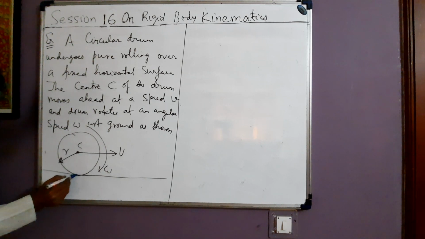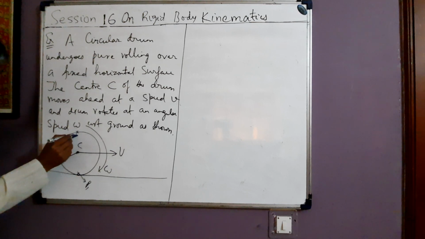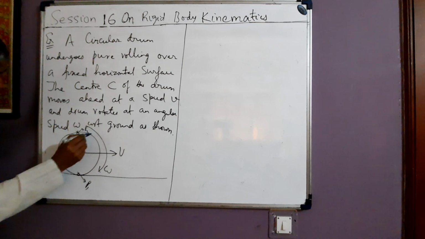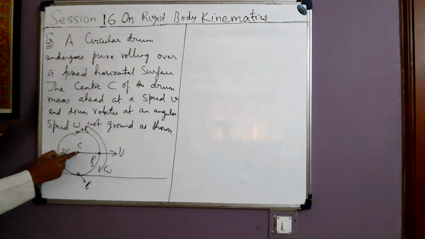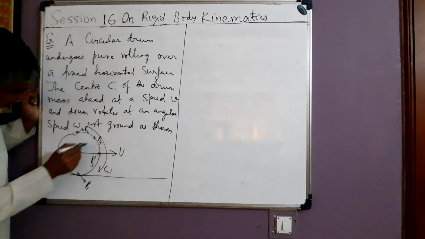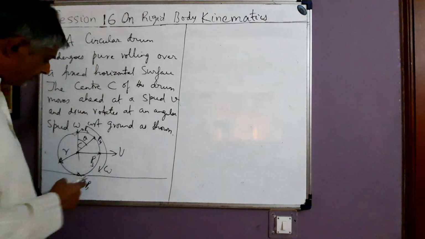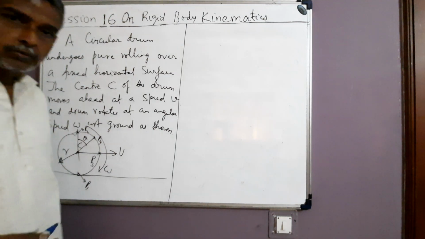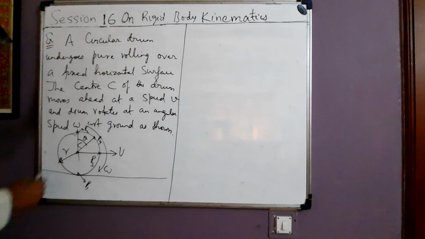Now, at this given instant, P1 is the material point of the drum in contact with the ground. P2 is the highest material point of the drum. P3 is the point on the surface of the drum at the same horizontal level as the center C of the drum. And P4 is the point here. We join CP4. This angle is theta. Now, we have to calculate several things.